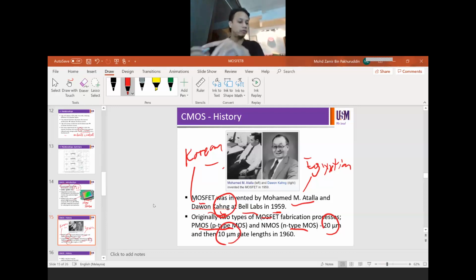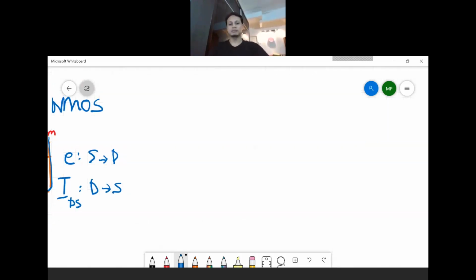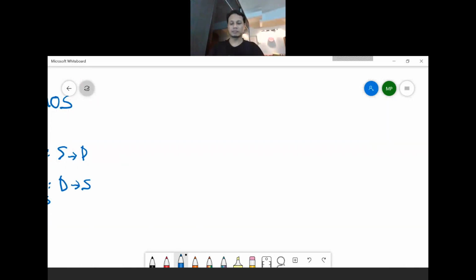Gate length ni, before I finish, do you know what is gate length? Pernah dengar tak gate length? Can you see the whiteboard now? All right, good. So gate length, what is gate length? Before we stop, let me draw to you the gate length.